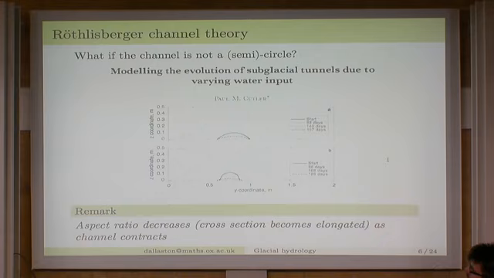And some of his findings were the fact that the aspect ratio decreases as it contracts. In other words, it becomes more elongated, longer and flatter. And also that the rate of contraction increases when you don't assume that it's just a circle. So if you like, that's glacial hydrology 101.